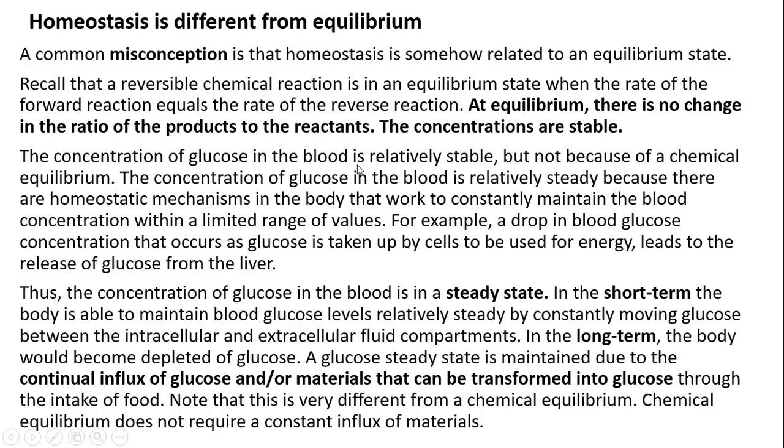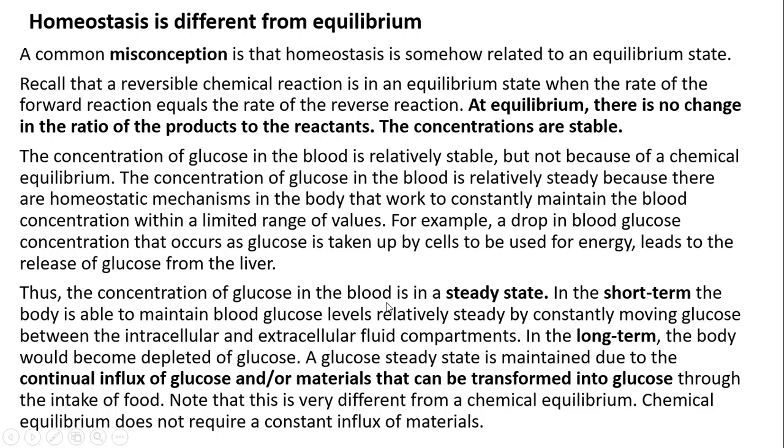Now, it turns out this has nothing to do with a chemical equilibrium. The concentration of glucose in the blood is relatively steady because there are homeostatic mechanisms in the body that work to constantly maintain the blood concentration within a limited range of values. So, for example, if you have a drop in blood glucose concentration that occurs as glucose is taken up by cells, say you're between meals, so your cells are using up glucose for energy, well, your liver will release glucose into the bloodstream, and that helps to make up for this, and helps to maintain a relatively constant glucose level, even in between meals. Thus, the concentration of glucose in the blood is in what's called a steady state. So it's not an equilibrium, it's a steady state.